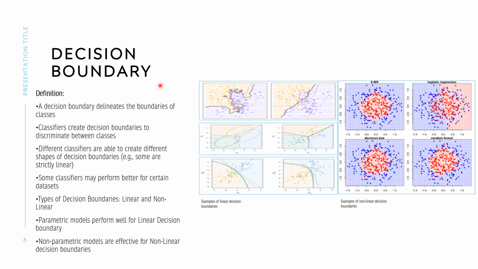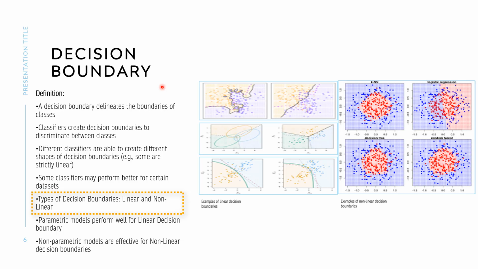Now, let's take a look at the decision boundary. Decision boundaries are used to delineate the boundaries of classes in a classification algorithm. In general, we can say that there are two types of decision boundary, linear and nonlinear.